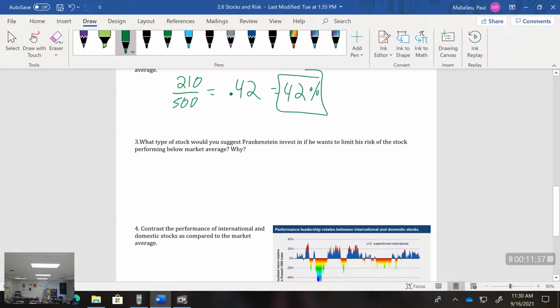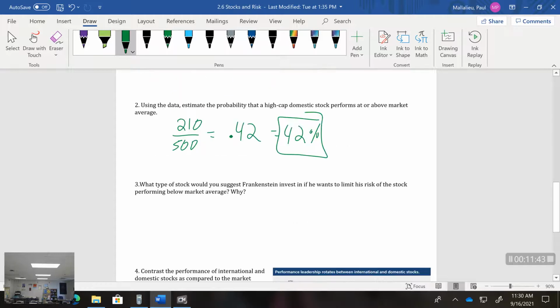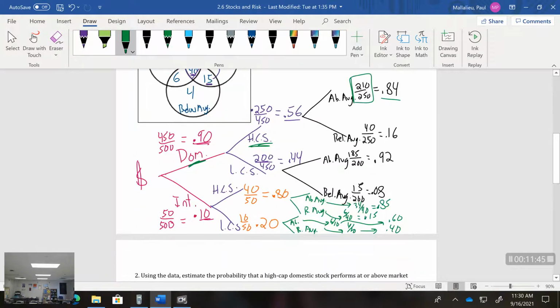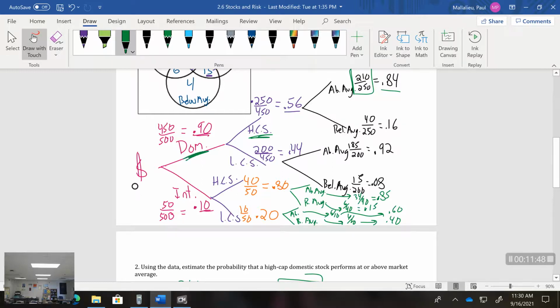So what type of stock would you suggest that they invest if they want to limit the risk? Well, I would look at, well, what's going to be the highest value, or kind of bang for the buck here. And so we're seeing domestic high caps, the 84% of those are doing above average, which is awesome. 92% of your domestic low caps are doing really well. Internationally, you've got some that are doing okay, with your high caps doing pretty good. But so those would be your 3 highest values, and you can kind of share why.